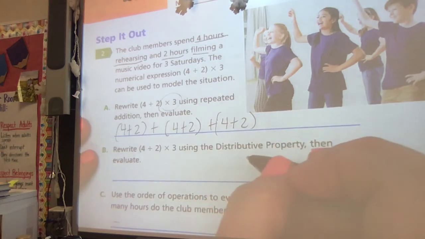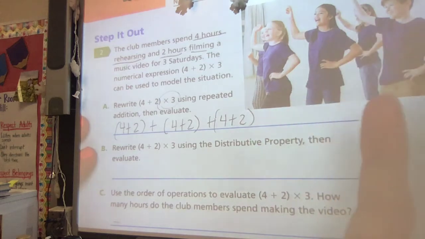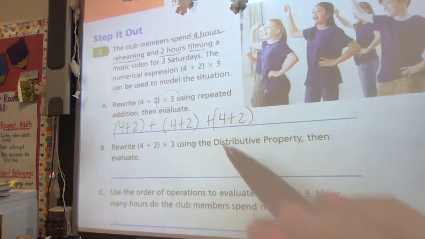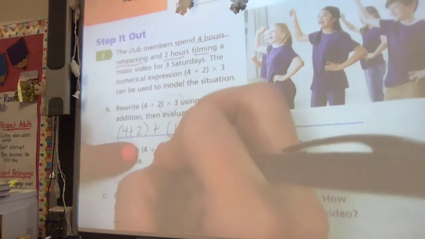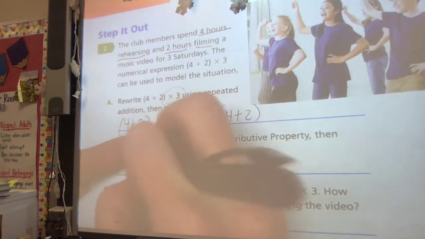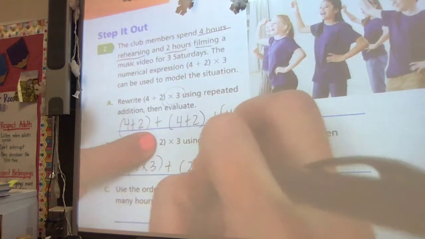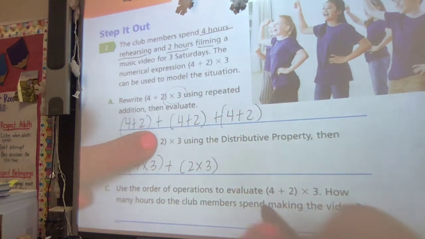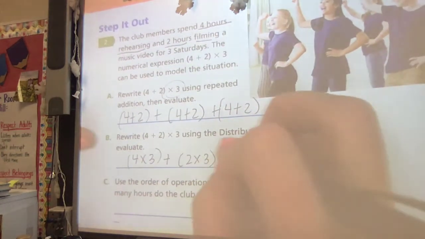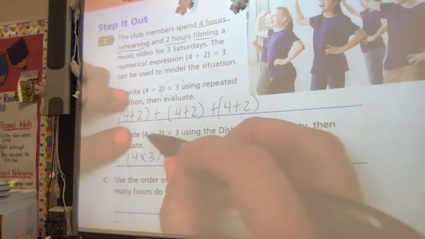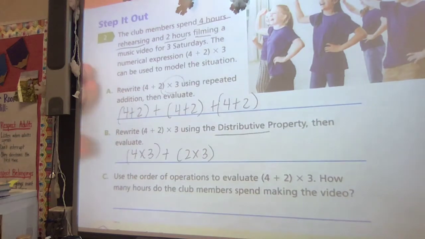Rewrite it using the distributive property. Then evaluate. So another way you could do that, the distributive property would mean, well, here it is right here. I could say 4 times 3, 4 times my 3, and 2 times my 3. Now that might be a way that you think, I don't like that, and that's okay. But distributive means I'm distributing this 3 to both things. I'm just doing it separately instead of at the same time.